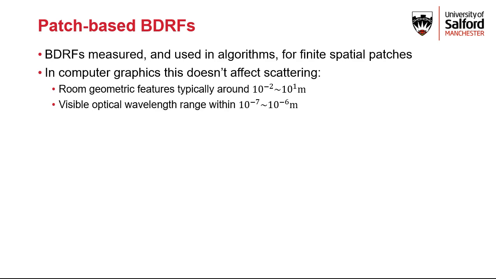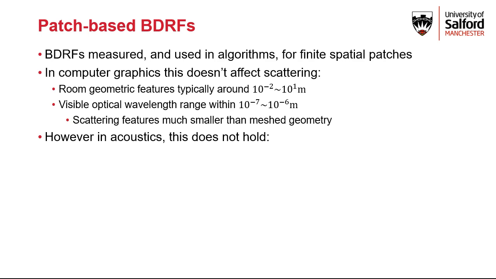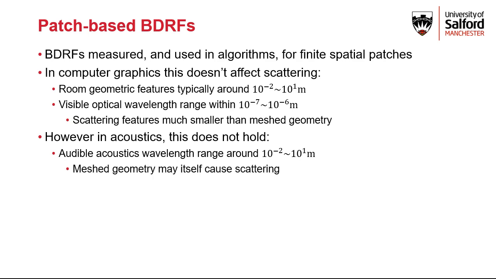Whereas the visible optical wavelength range that's actually causing optical scattering is down in the micrometer to nanometer range. So our scattering features are much, much smaller than mesh geometry. And how you mesh the geometry is going to have no effect whatsoever really on the scattering that's happening. However, in acoustics, this doesn't hold at all. The audible acoustic wavelength range is about 10 to the minus 2, about a centimeter to 10 meters or something like that, roughly speaking. So the mesh geometry itself may cause scattering.